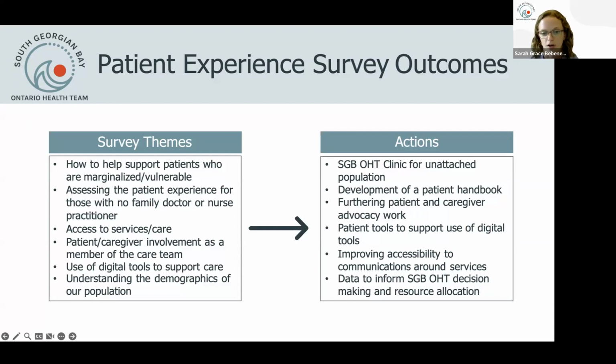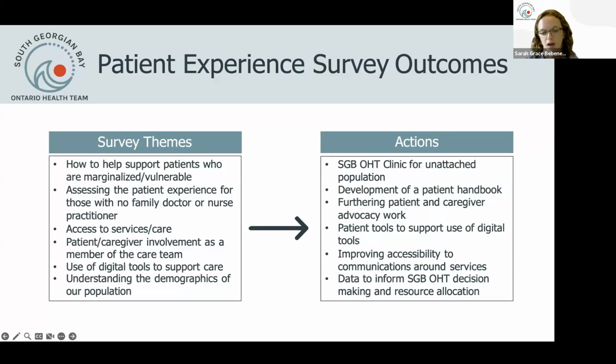Assessing the patient experience for those with no family doctor or nurse practitioner, or seemingly deemed unattached. And in our region, we also have quite a high number of patients in our attributed population who have moved to our region, who may still have their physician elsewhere, especially in the Toronto and GTA region.